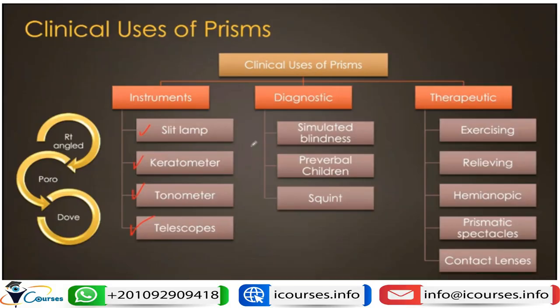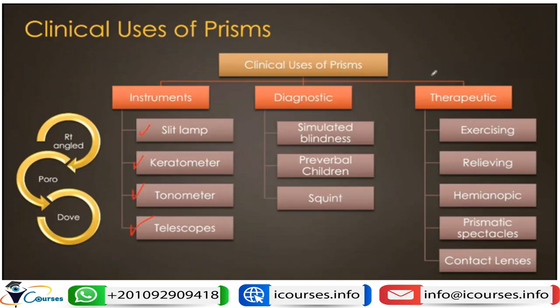Also, it can be used for diagnostic purposes. Sometimes a patient may simulate blindness, or is malingering, and we can detect that by the use of the prism. Also, in preverbal children, if we want to know whether the child can see or not, it will be by the same method, by placing prisms in front of his eyes and noticing the fixation movement. The measurement of the angle of a squint can also be done by the use of prisms. Or we can use prisms for therapy or for treatment.